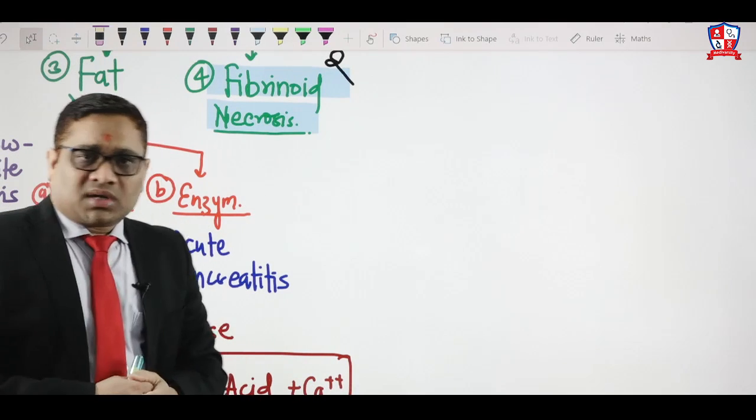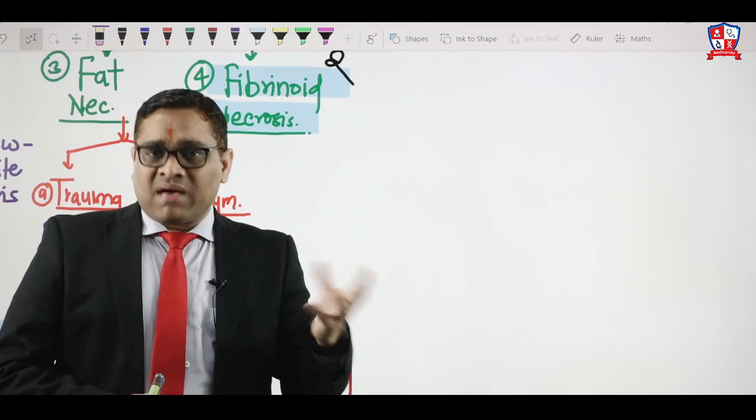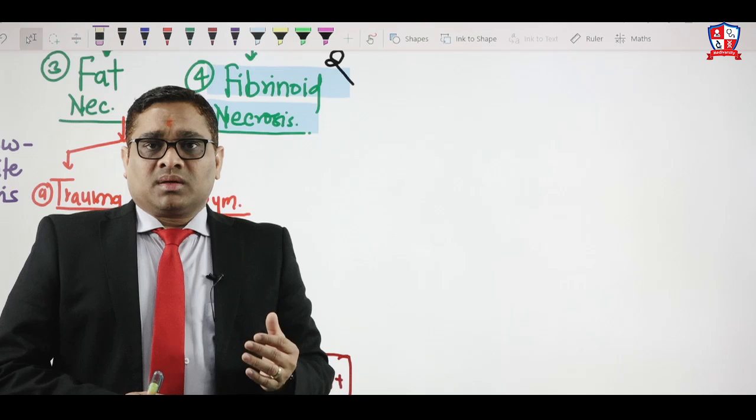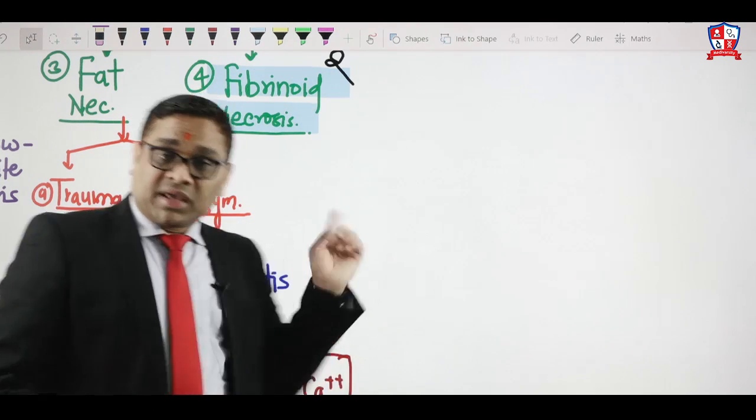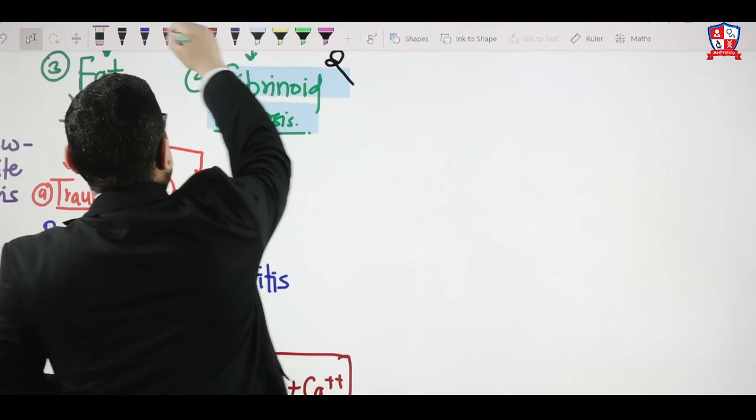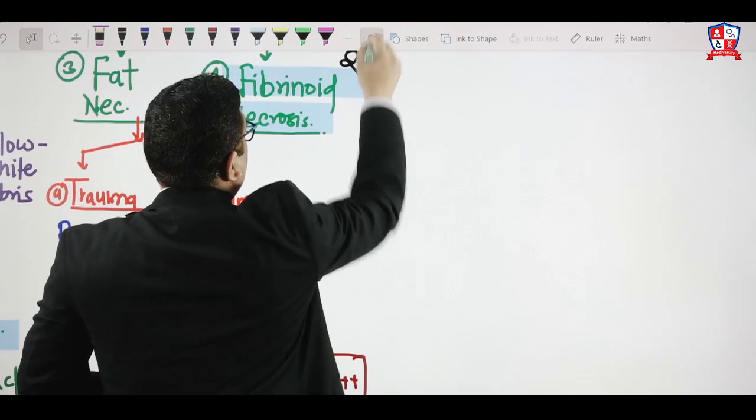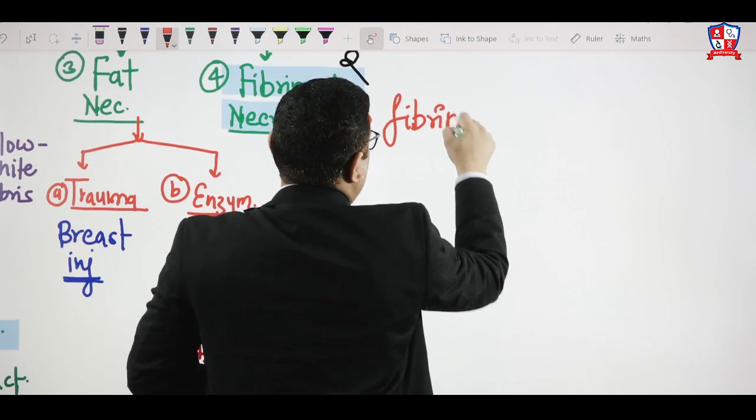Fibrinoid necrosis, this is a kind of a misnomer, right? Usually epithelioid does not have epithelium, right? So any "oid" term, that thing will be absent, but in case of fibrinoid, fibrin will be present. Remember this point. So in fibrinoid necrosis, what is present? Fibrin is present.